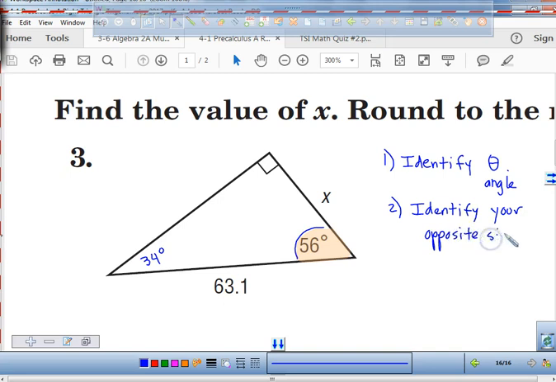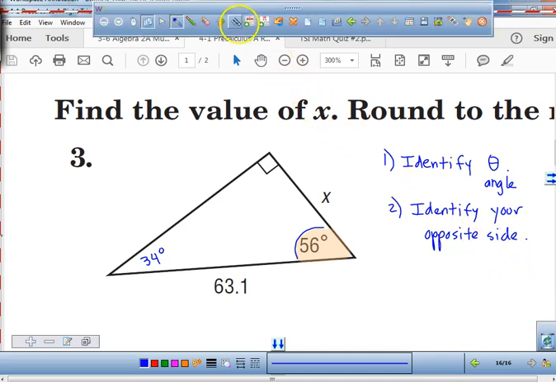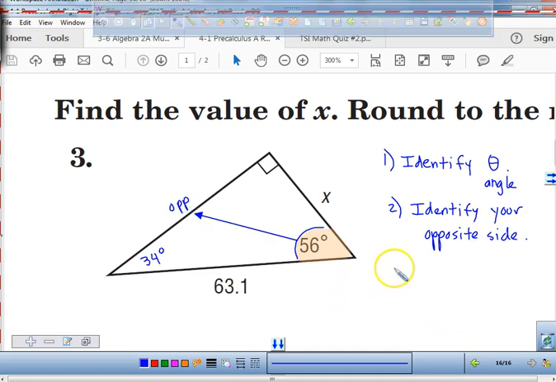If you write these steps down, you could actually use these steps over and over again and find all the information that you need. So I'm going to identify your opposite side. You're going to draw an arrow going across. That's step number 2. And you're going to label this side your opposite side. Step 3. Identify your hypotenuse.